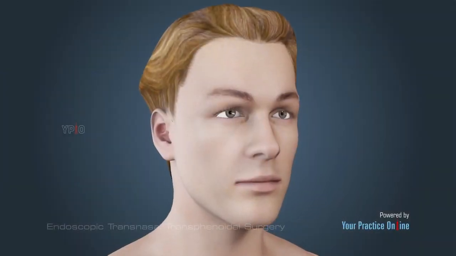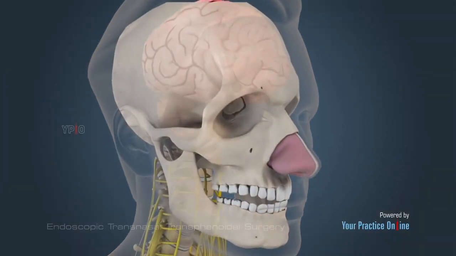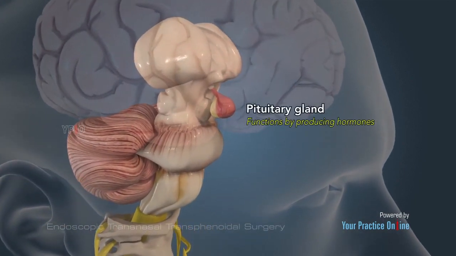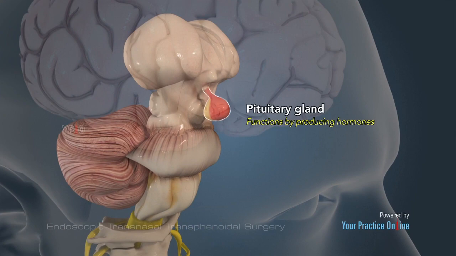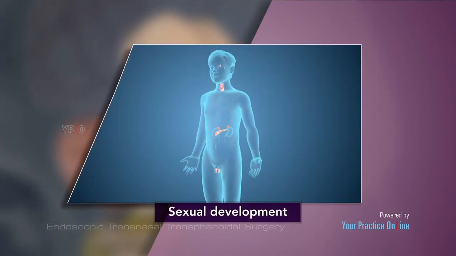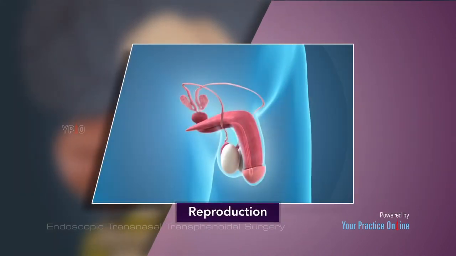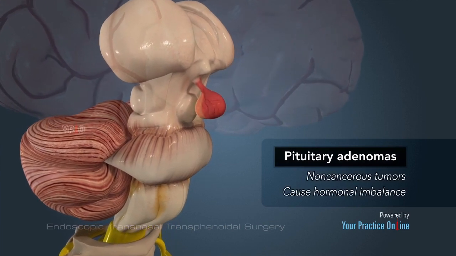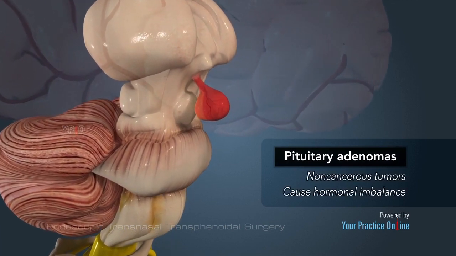The pituitary gland is a pea-sized structure located at the base of the brain. It functions by producing hormones that control or regulate various functions of the body, such as growth, metabolism, sexual development, and reproduction. Pituitary adenomas are noncancerous tumors that form in the pituitary gland.